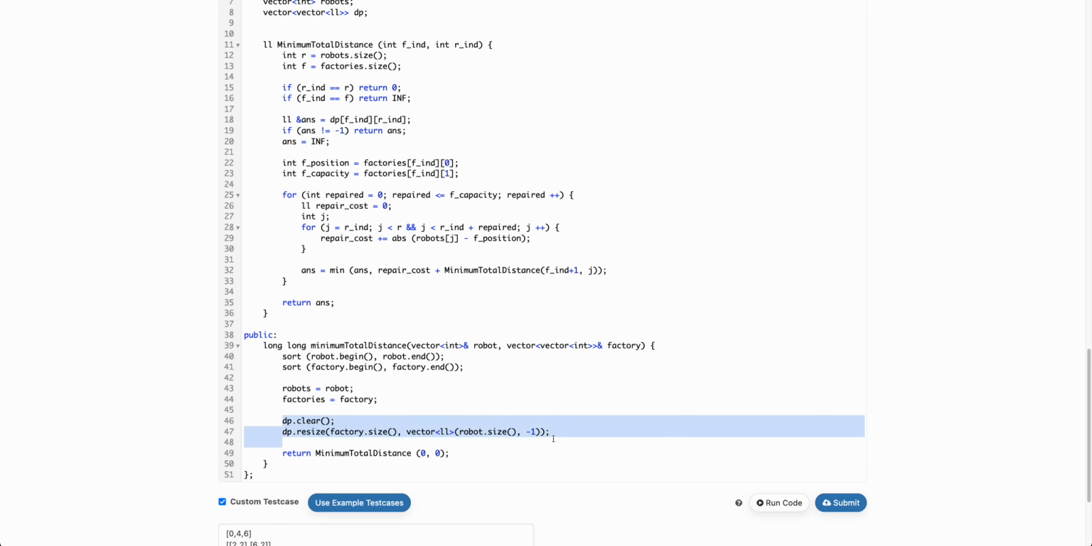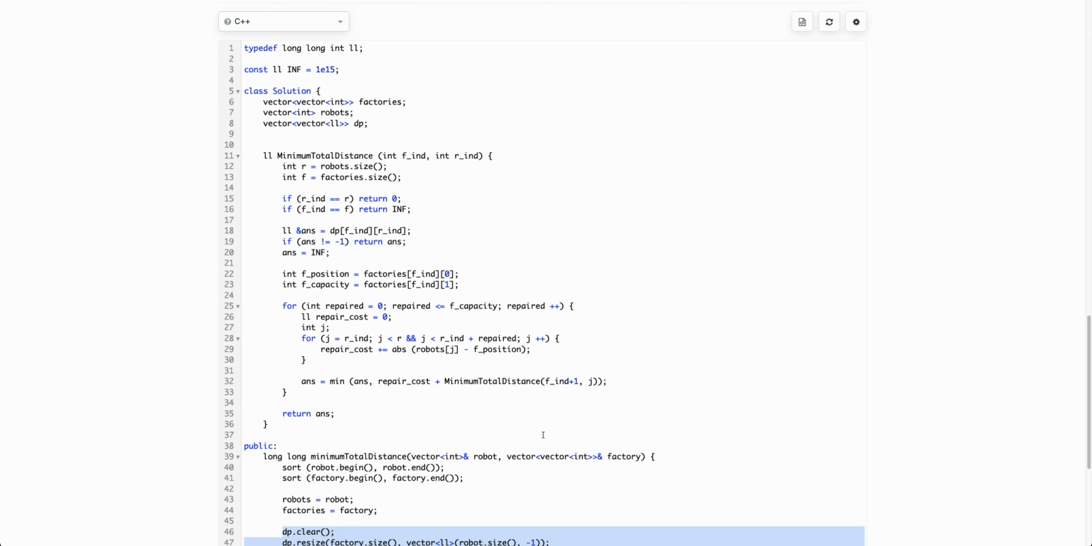We have to memoize it to ensure that we are not calculating the same state again. Now, if we have exhausted all the robots, it means all the robots are assigned, so we require zero distance to be traveled more. That's why zero. If we have exhausted all the factories but not all the robots are assigned, this is not a valid combination at all, so we will return something very large, which is infinity.